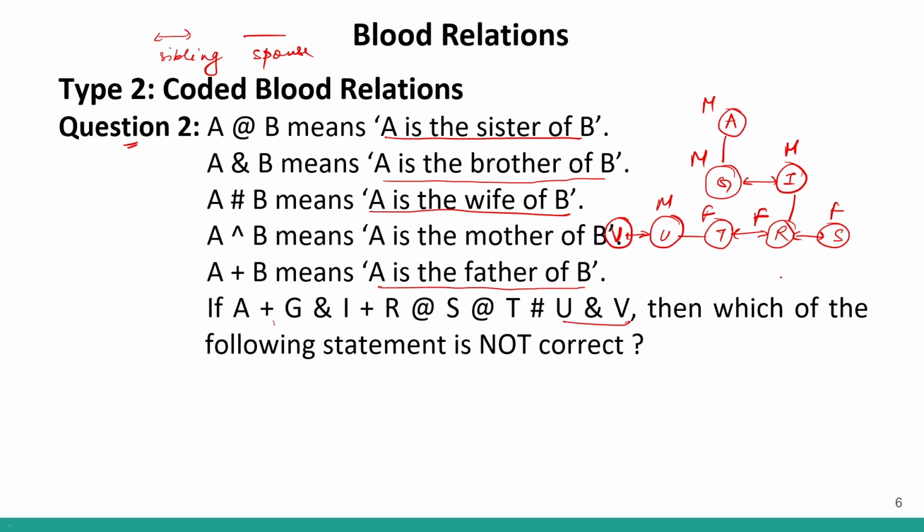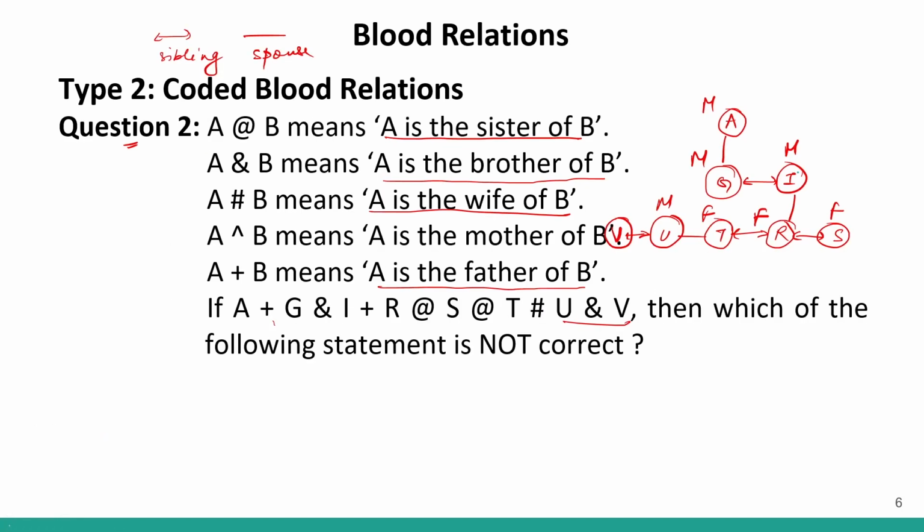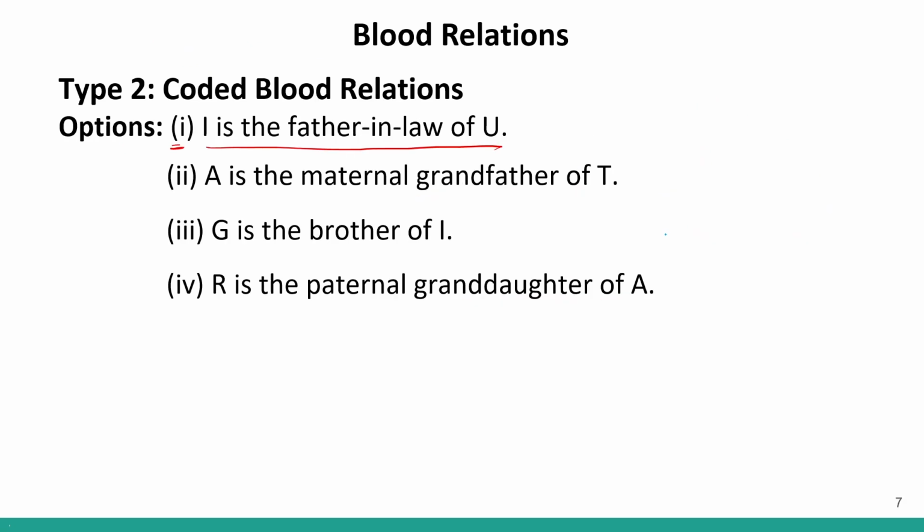Okay? We have to identify which of the following statements is not correct. So we have to first see which ones are correct, and the one that is not correct will be the answer. So let us look at statement number 1. Statement number 1 says, I is father-in-law of U. So let us check the arrangement. I is father of T and T is married to U. So I would definitely be the father-in-law of U. So this one is correct.